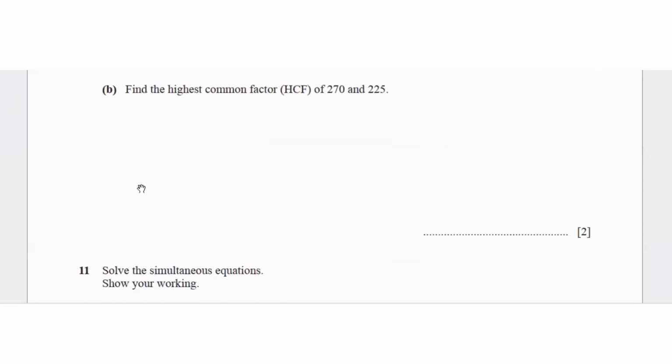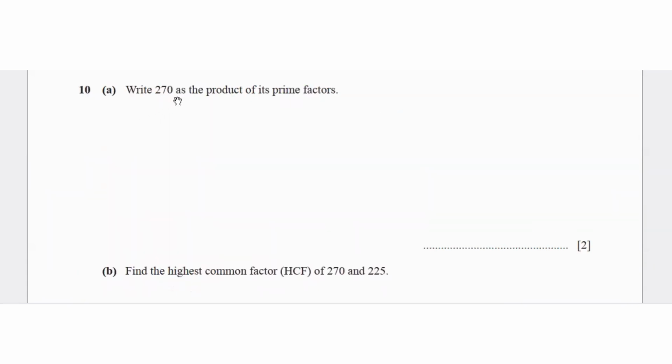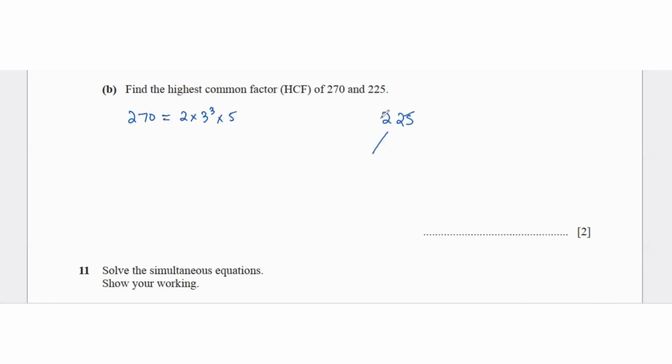Find the highest common factor of 270 and 225. So we know that 270 is 2 times 3 cube times 5. So let's prime factorize 225 now. 225 is 25 times 9. 25 is 5 times 5 and 9 is 3 times 3.